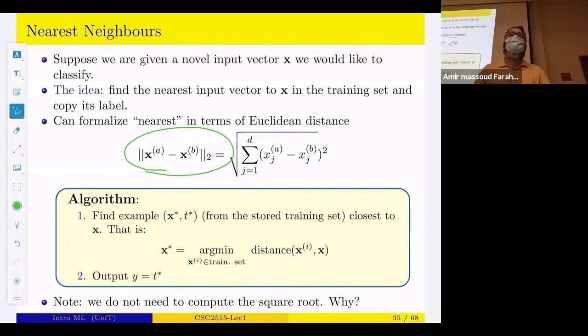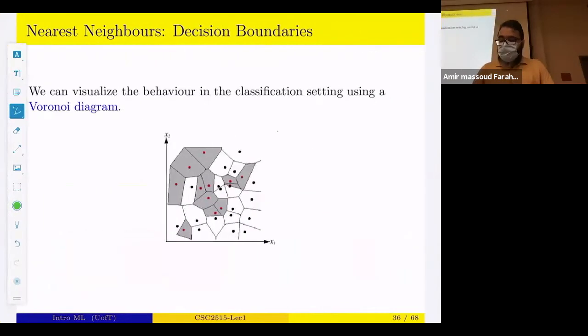Sometimes you have some insight about how distances should be defined for a particular problem. And if you have that, you can encode it in your distance function. But if you don't, maybe you can just use something like the Euclidean norm or Euclidean distance. So the algorithm was finding the label of the point that is closest. We talked about how this one nearest neighbor method induces decision boundaries.